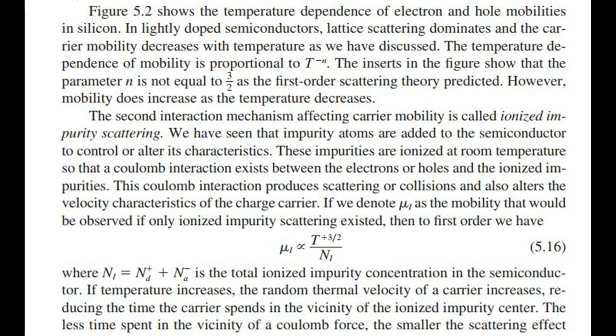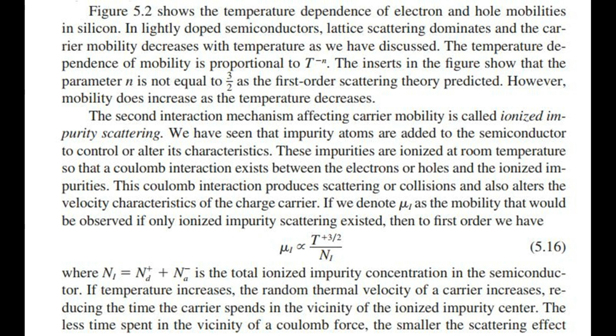The second interaction mechanism affecting carrier mobility is called ionized impurity scattering. We have seen that impurity atoms are added to the semiconductor to control or alter its characteristics. These impurities are ionized at room temperature so that a Coulomb interaction exists between the electrons or holes and the ionized impurities. This Coulomb interaction produces scattering or collisions and also alters the velocity characteristics of the charge carrier.